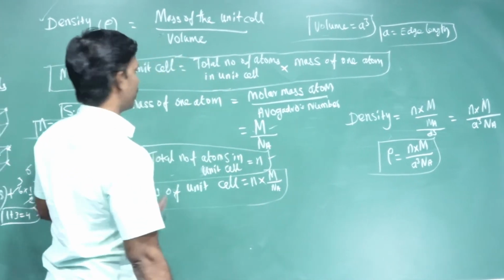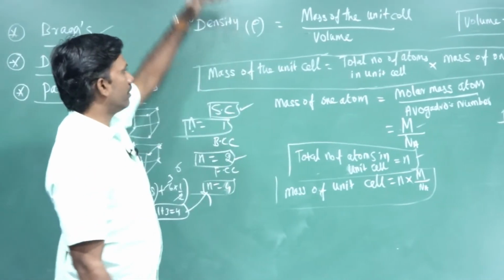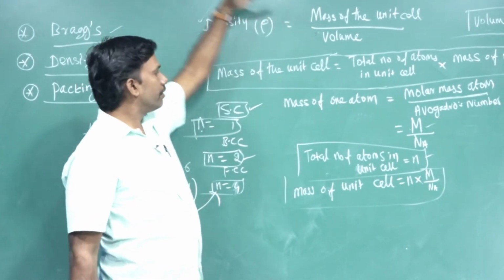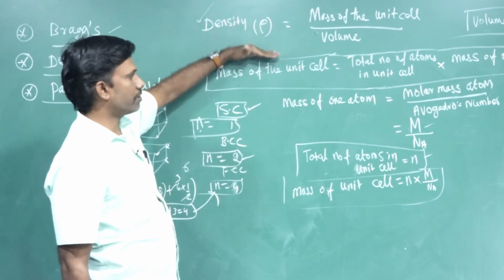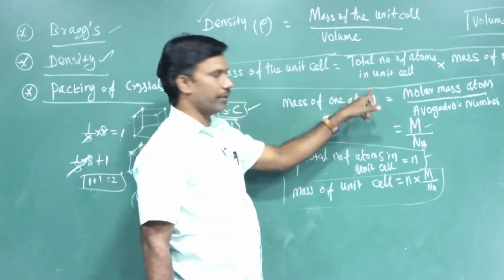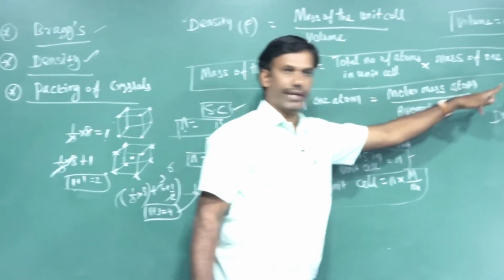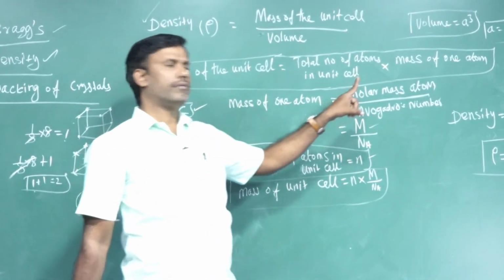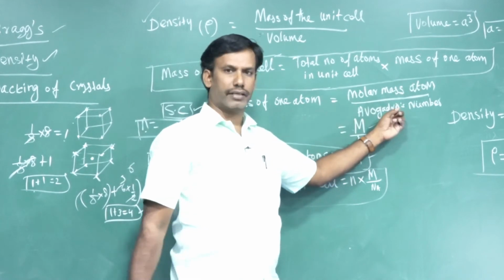Okay. Once again I am repeating how we can calculate the density. Density equals mass of the unit cell divided by volume of the unit cell. Then, mass of the one unit cell: mass of the unit cell equals total number of atoms present in the unit cell into mass of one atom. Then mass of one atom equals molar mass of an atom divided by Avogadro number.